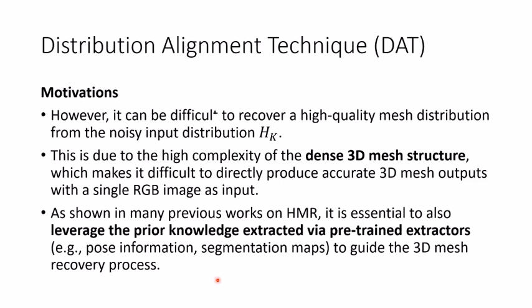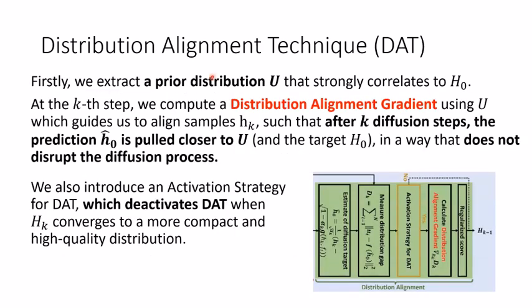However, it can be difficult to recover a high-quality mesh distribution from the noisy input distribution by using only the standard diffusion process. This is due to the high complexity of the dense 3D mesh structure, which makes it difficult to directly produce accurate 3D mesh outputs with a single RGB image as input. As shown in many previous works on HMR, it is essential to also leverage the prior information extracted via pre-trained extractors, such as pose information, segmentation maps, and so on, to guide the 3D mesh recovery process. Therefore, we developed DAT to infuse prior distribution information into the reverse mesh distribution diffusion process.